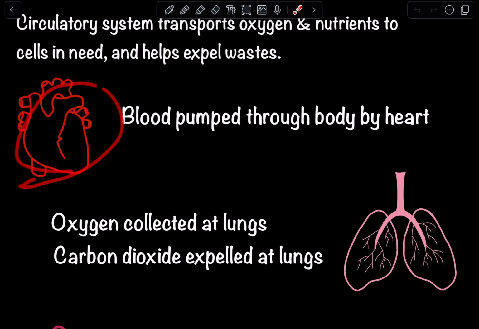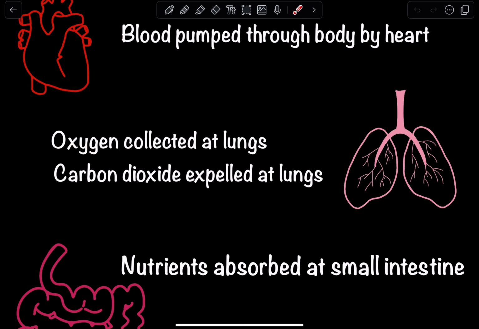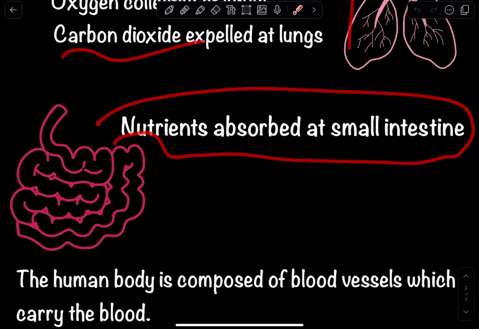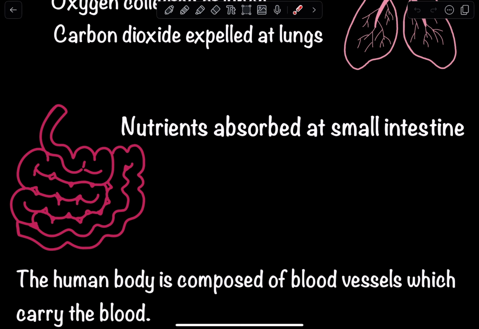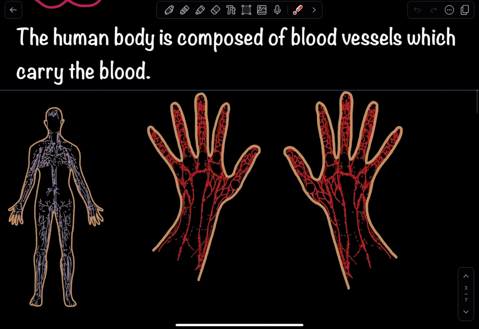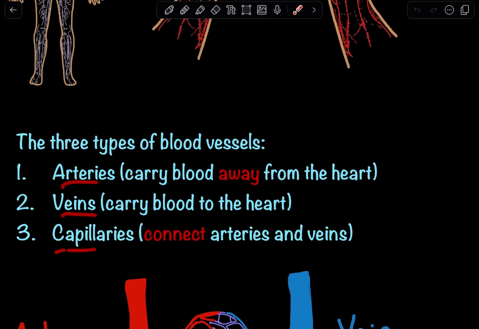Now, our heart is the central pump. Our lungs are responsible for oxygenating the blood, and then carbon dioxide will be expelled here. Nutrients are absorbed in the small intestine, and then the blood will bring it to cells that need it. And the human body is composed of vessels, and those three vessels are arteries, veins, and capillaries.